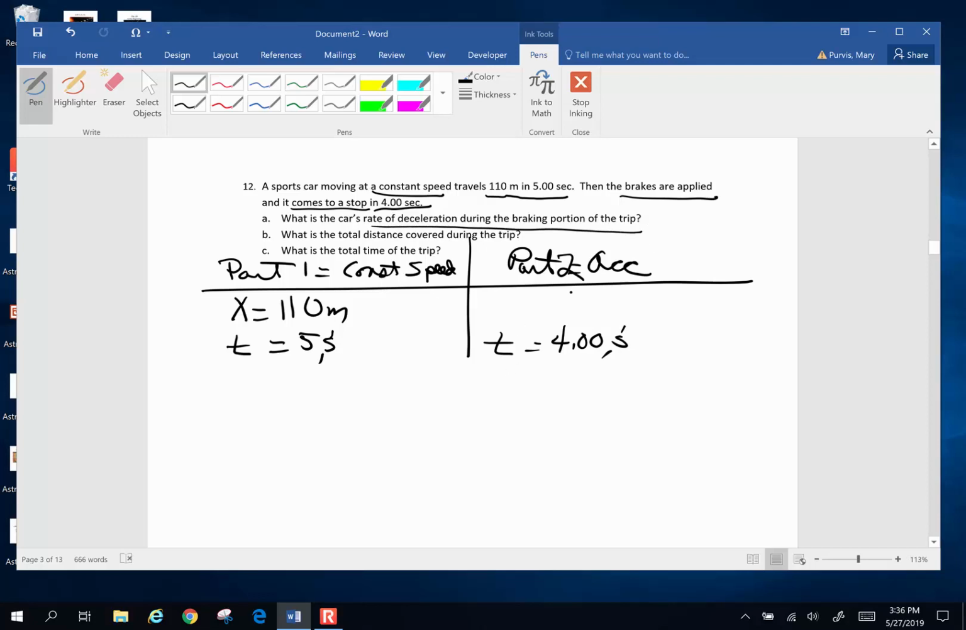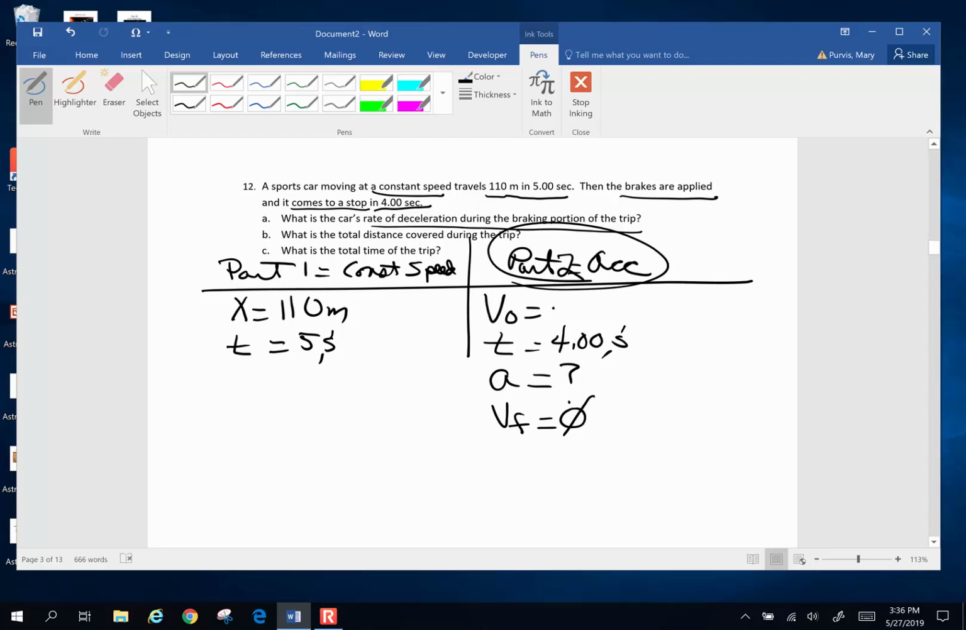So during this portion of the trip, the braking portion, what is the rate of deceleration? Well, that's going to be my unknown. It brakes, so it has a final velocity of what? Yeah, final velocity of 0. We don't know how far it's traveled. Do we know its original velocity?